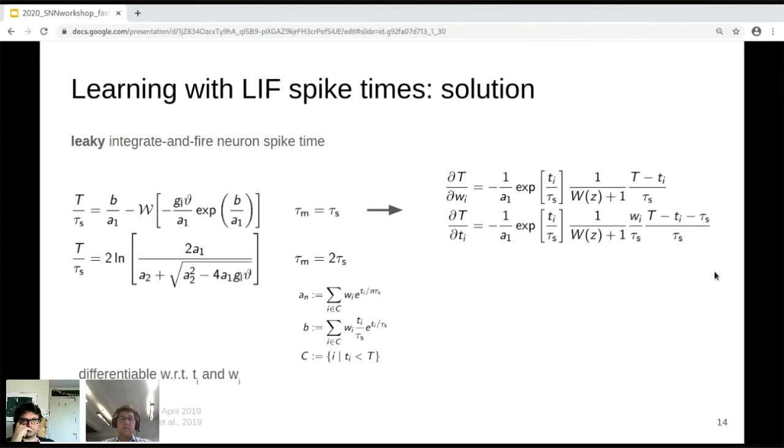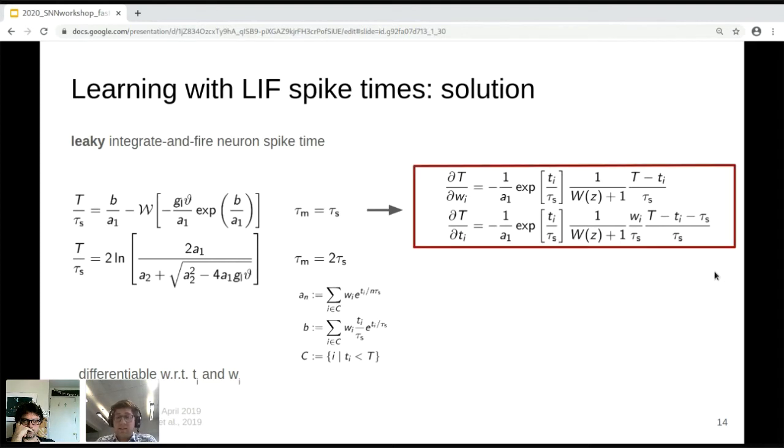I'll focus now on the first case, with the ratio of the two time constants being exactly one. And I wrote down the derivatives so that you believe me that they're differentiable. And those two equations are remarkable because, for the first one, we haven't done any approximations. The derivative of the output spike time with respect to Wi is synaptic plasticity. This is what we want when we want to optimize input weights to optimize the spike time to do something.